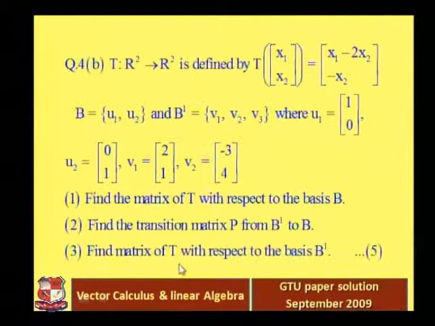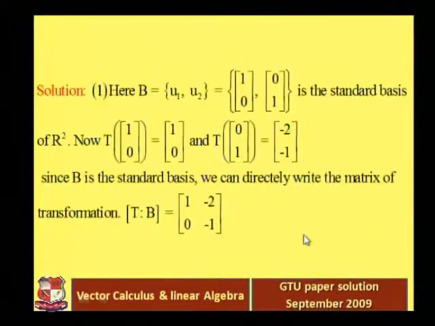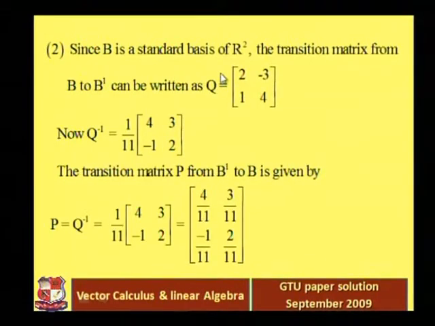Now second, we have to find the transition matrix P from B dash to B. That is our next target. Find the transition matrix P from B dash to B. Since B is the standard basis of R2, the transition matrix from B to B dash can be written as Q is equal to (2, 1).